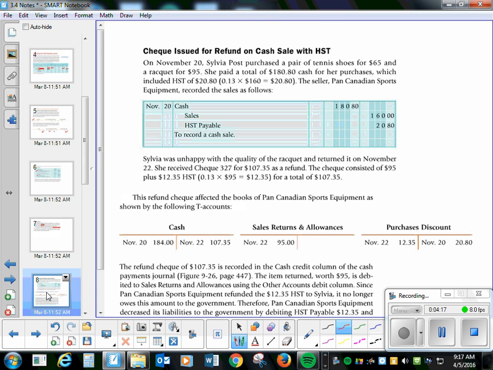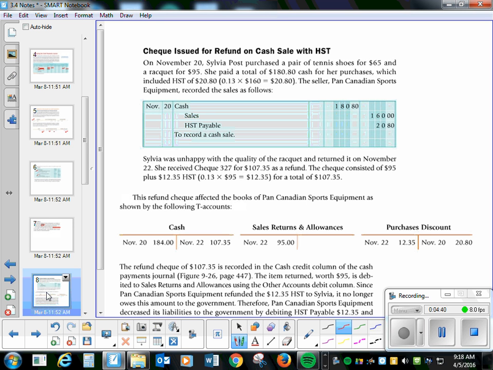Check issued for refund on cash sale with HST. On November 20th, Sylvia's Post purchased a pair of tennis shoes for $65 and a racket for $95. She paid a total of $180.80. So when the things were sold, it looked like this. We had cash, $180.80, sales, $160, and HST payable, $20.80.